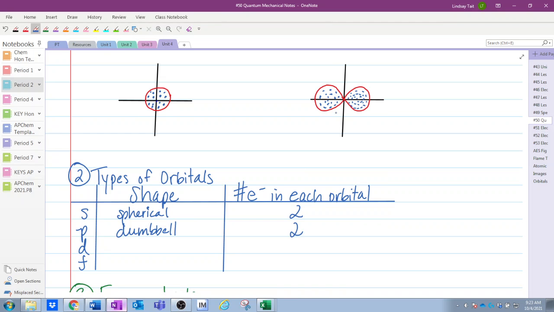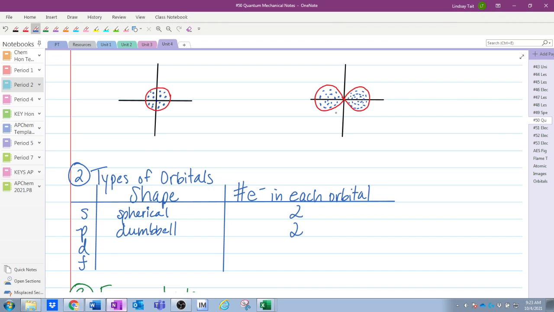And that doesn't mean I have to have one on the right and one on the left. I could sometimes have both of them on the right or both of them on the left. I don't know. I just know that they're likely to be somewhere in that dumbbell shape. Remember, that's a probability model here. Heisenberg: we can't really know exactly where they are and where they're going, but we've got a pretty high degree of probability that they'll be somewhere in those areas.